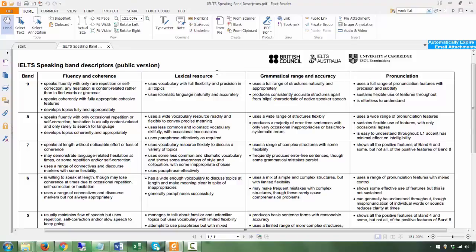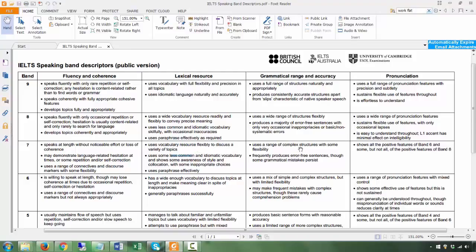Lexical resource is vocabulary. Lexical resource and grammatical range and accuracy, those two areas are pretty much the same as what you see in writing, except that for lexical resource here, it talks about idiomatic vocabulary, something which is slightly more informal that you don't really use in your writing. Everything else is the same: you need to use less common vocabulary, and you need to take note of your collocations.